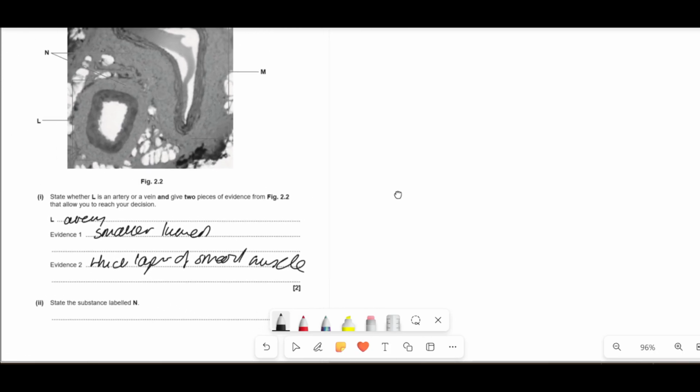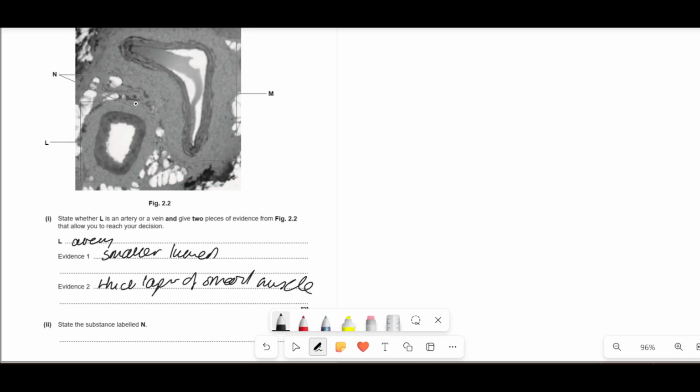So now it says state the substance labeled N. So we've got this N here. What's that? It's smooth muscle, and then it's got this around it, and it's all over the place. So it's something that's found around the smooth muscle, and it's providing structural support, because why else would it be so nicely arranged around that? It is collagen, because collagen does exactly that.